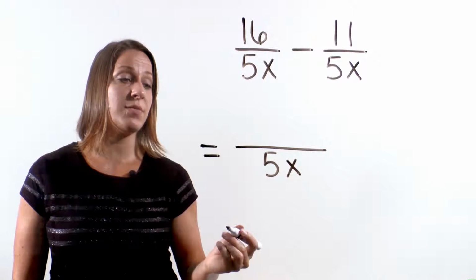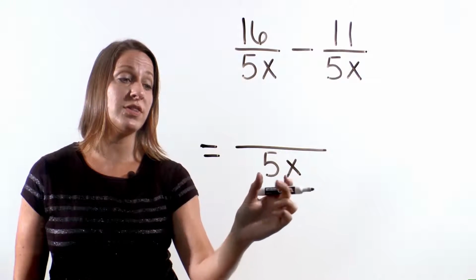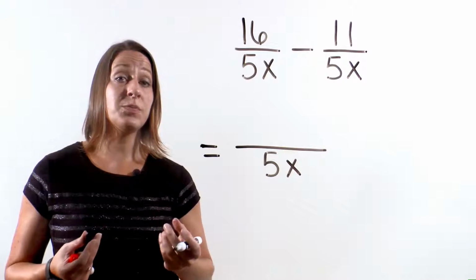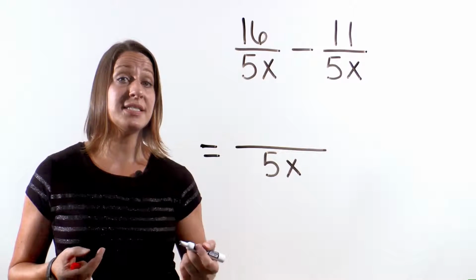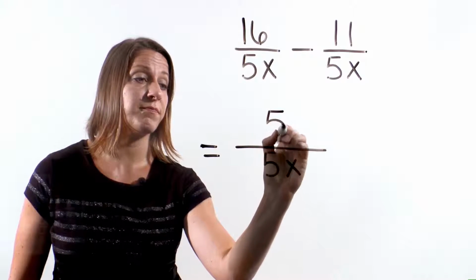Since there's common denominators, we're ready to write our answer. We'll put one fraction bar with the 5x on the bottom. And this is a pretty simple subtraction problem. We have 16 minus 11, which is 5.